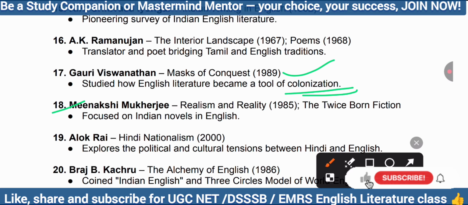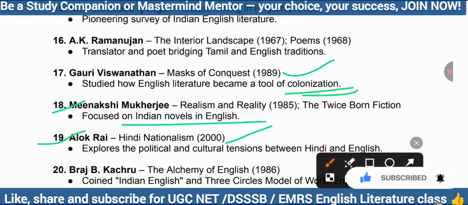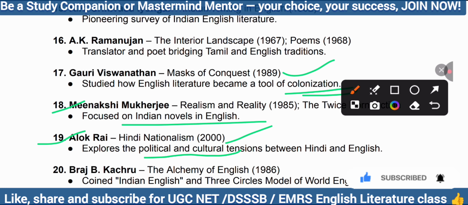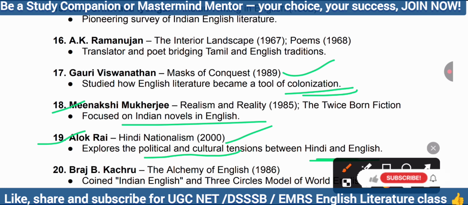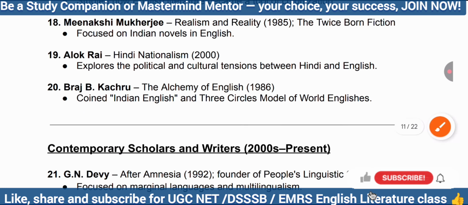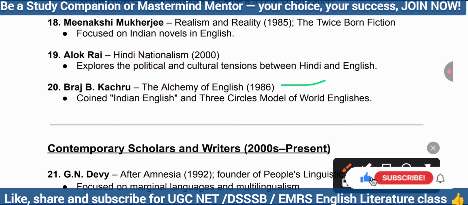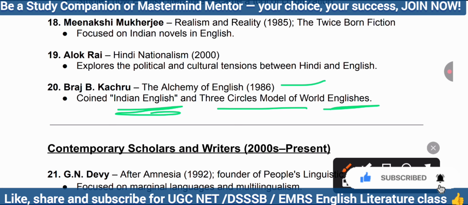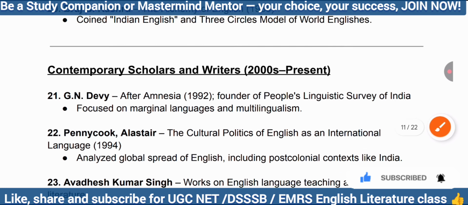Meenakshi Mukherjee, Realism and Reality, 1985, The Twice-Born Fiction, focused on Indian novels in English. Alok Rai, Hindi Nationalism, 2000, explores the political and cultural tensions between Hindi and English. Then Braj B. Kachru, we have The Alchemy of English, 1986, who also coined Indian English and the three circles model of world Englishes. Okay, remember every highlighted point.